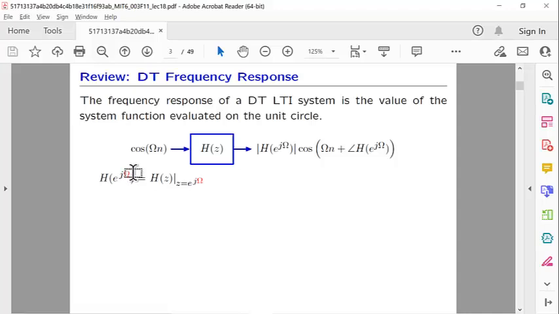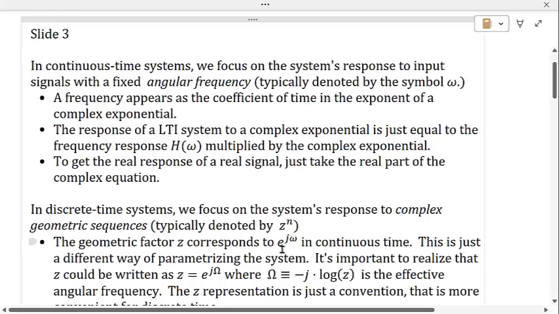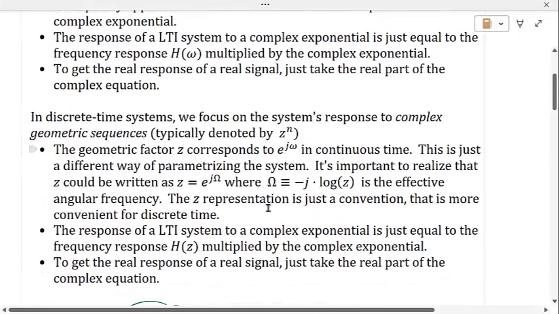All right. So we can write z as e to the j omega and basically get the same equation that we get with continuous time. As I said, the z representation is just a convention that's more convenient for discrete time. So we don't write it as a function of omega, we write it as a function of z.